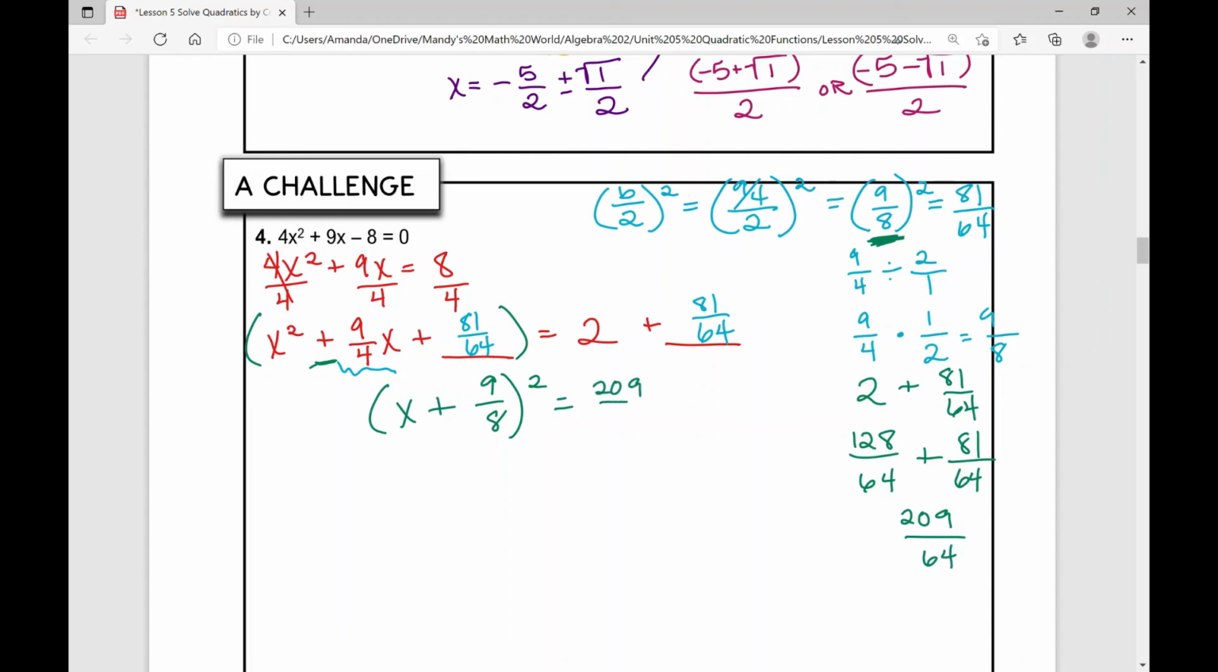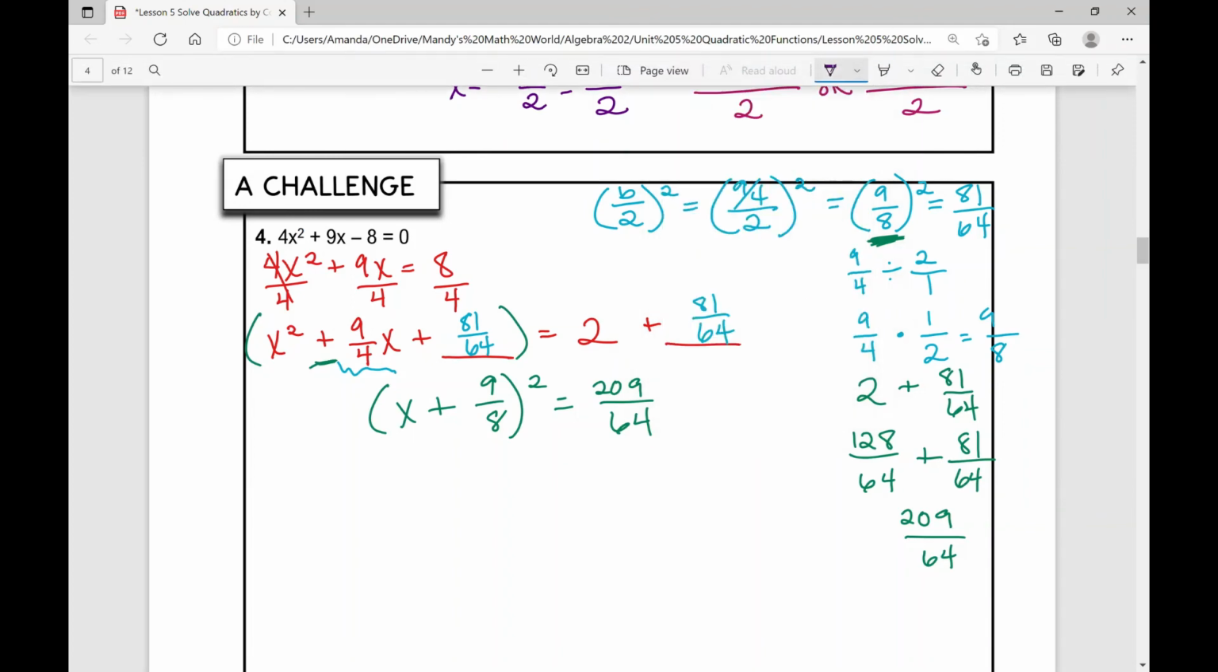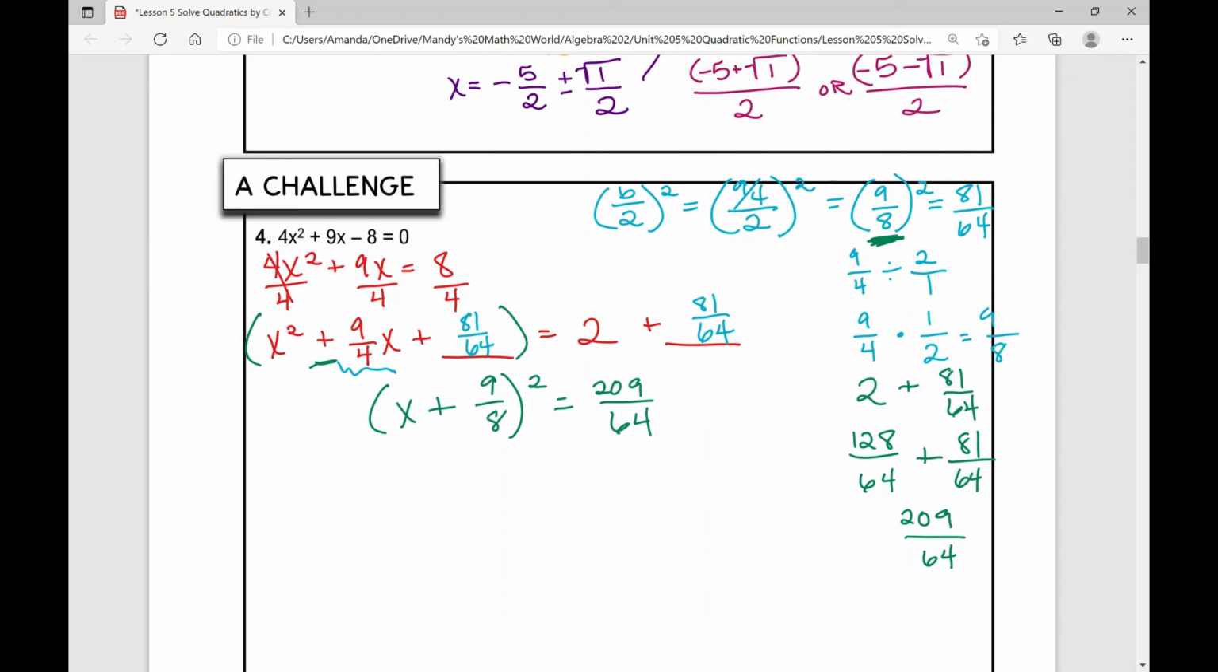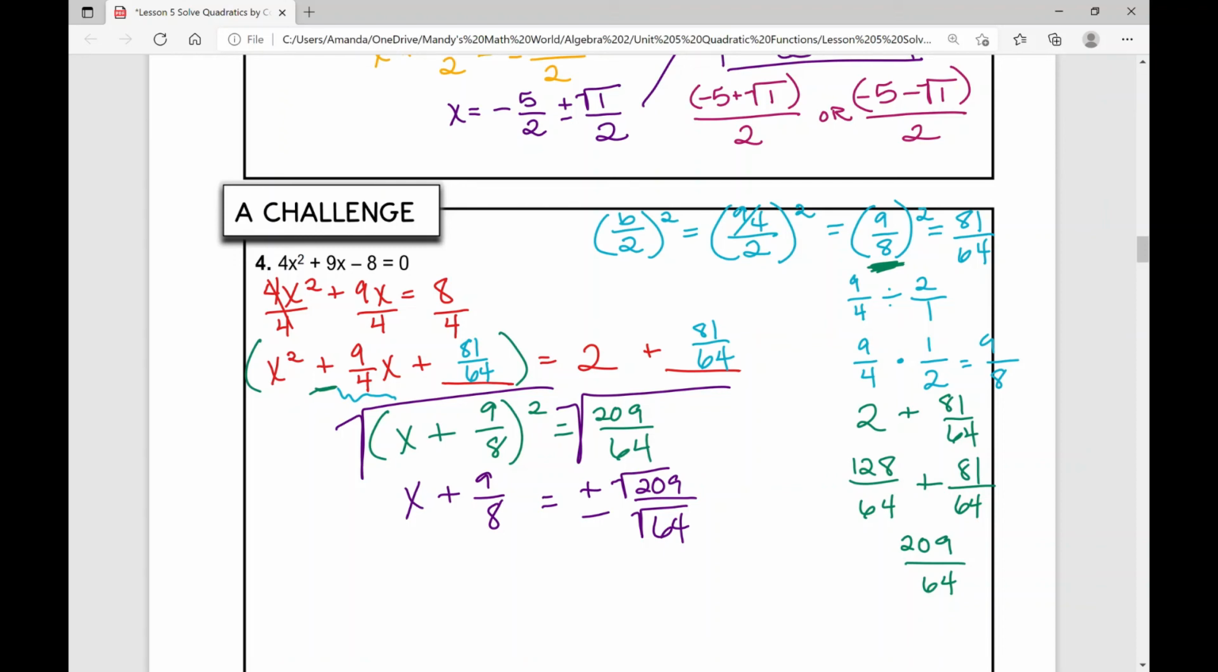Whew! Don't let it scare you. We've got this. Okay, 209 over 64. All right, what do I do next? I take the square root of both sides. So now we have x plus 9 over 8 equals positive or negative square root of 209 over square root of 64. I'm really happy because I know that 64 is a perfect square. So let's work some stuff out here. x plus 9 over 8 equals positive or negative square root of 209 over square root of 64, which is 8.